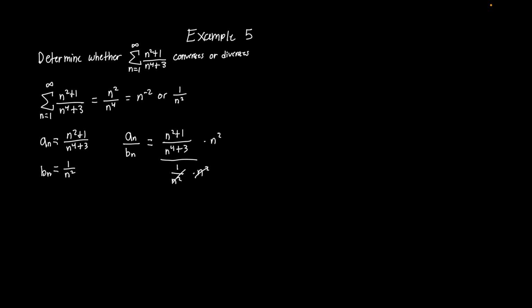So this is going to be equal to, we're multiplying by n squared, so n squared times n squared. Remember, when you multiply exponents, you add them, so 2 plus 2 is 4, n to the 4th. Plus 1 times n squared is just n squared. The bottom stays the same. So you have n to the 4th plus n squared divided by n to the 4th plus 3.